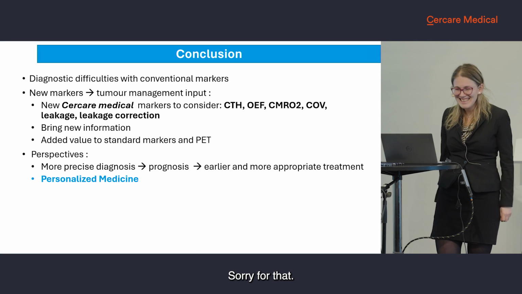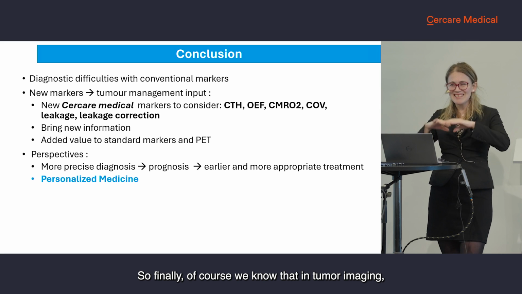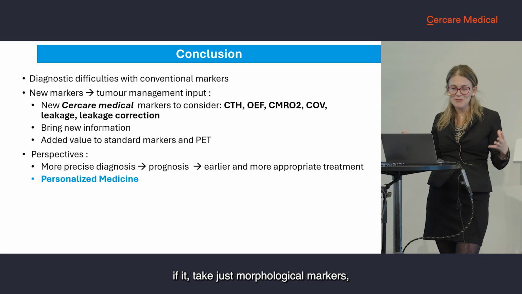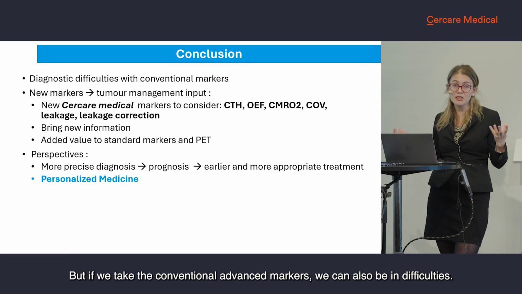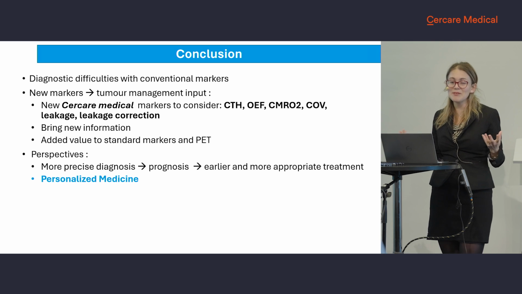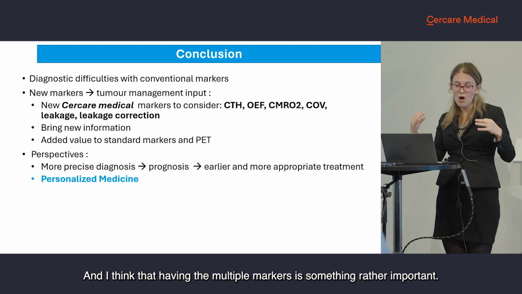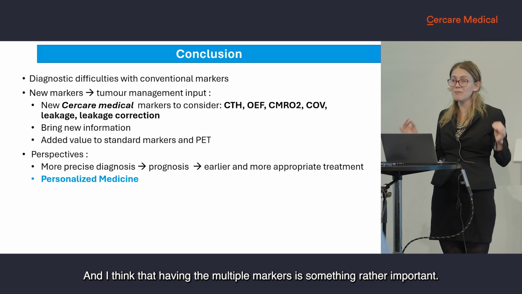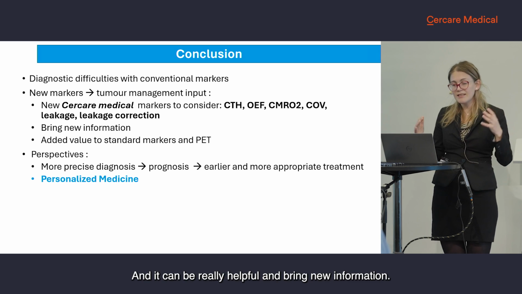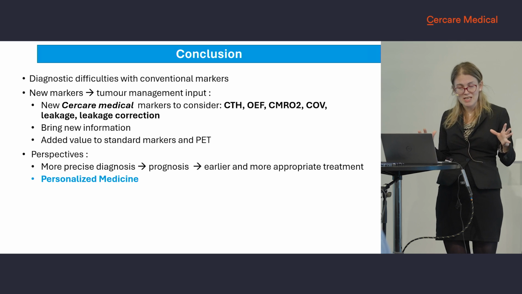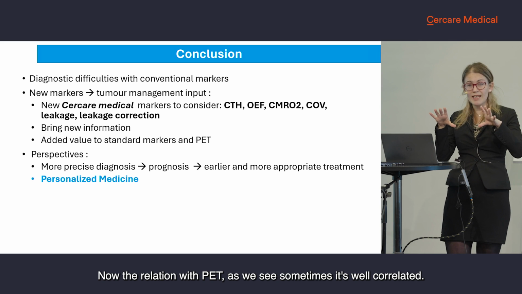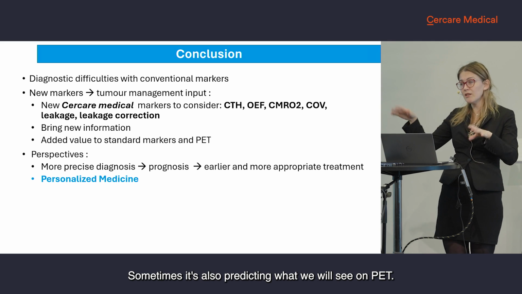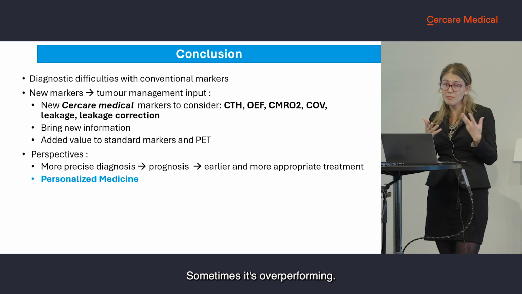Sorry for that. So finally, of course, we know that in tumor imaging, if we take just morphological markers, we have a lot of difficulties in making a diagnosis. But if we take the conventional advanced markers, we can also be in difficulty. So we need to do more, and I think that having multiple markers is very important, and it can be really helpful and bring new information. Now the relation with PET, as we see, sometimes it's well correlated, sometimes it's also predicting what we will see on PET, sometimes it's overperforming.